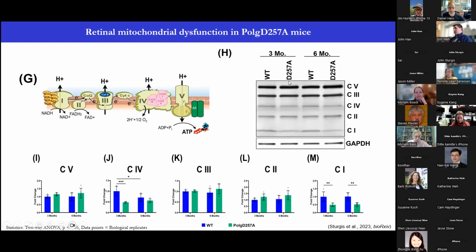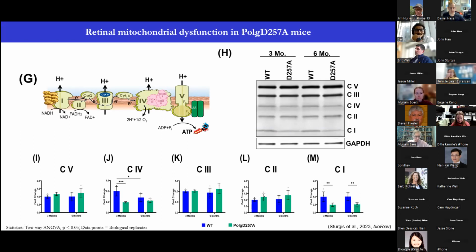The only thing I could also say is that this is an antibody specifically for this COX-1 subunit of complex 4. So it could be that complex 4 as a whole is still functional, and that's why the OCR data is still okay at this age, and then the actual protein expression itself is reduced, because this is the mitochondrial DNA encoded subunit, right?